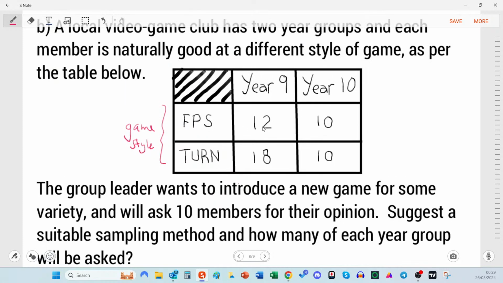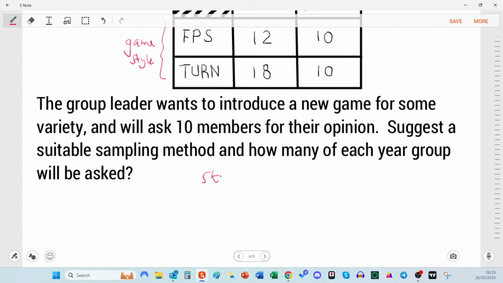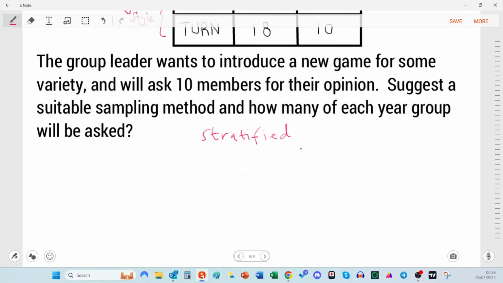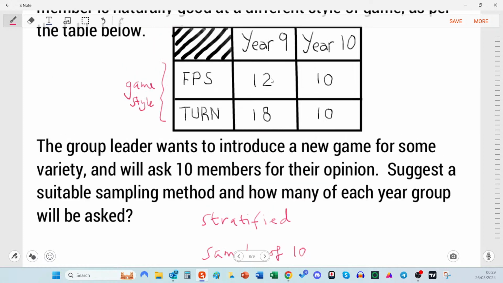Well, if you've got clear groups that need representation in different proportions, then the method of sampling is going to be stratified. It means you're going to take the same proportion of people for the sample. So let's say you want a sample of 10, and we are going to split it, well, what's the best way?